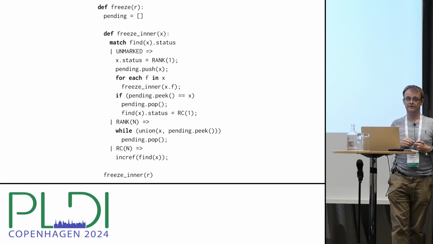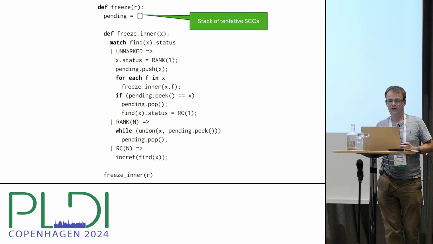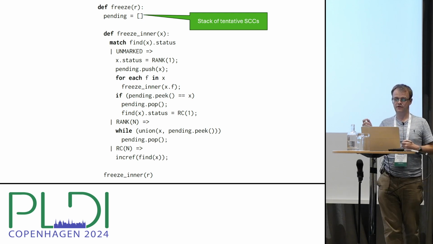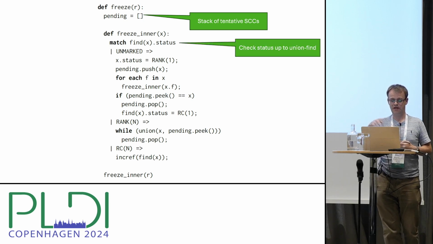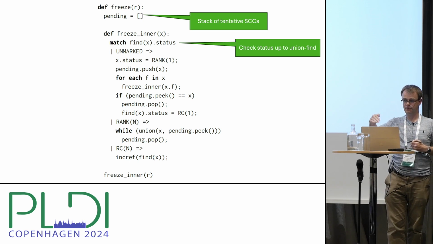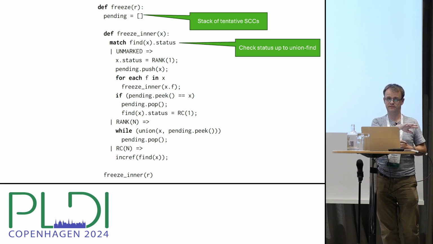So the code fits on a slide, possibly not legibly, but on a slide. We have a stack of tentative strongly connected components. The algorithm sets up pending, which are all of the things we think could be strongly connected components that we've visited so far. Every time round, we call this freeze on an element, and it's basically a depth-first search. We look up the status of that particular object, which is either a rank, or a reference count for a strongly connected component we've already found, or it's unmarked and we haven't visited it yet.